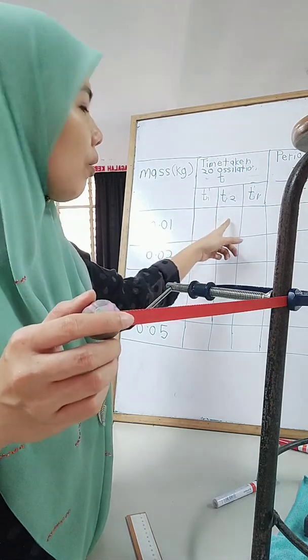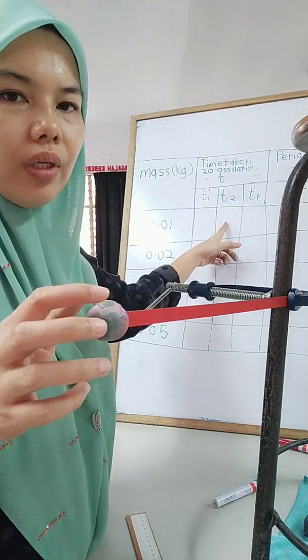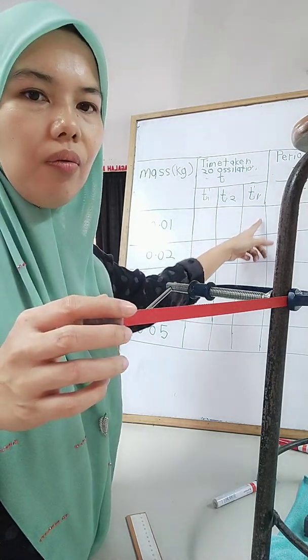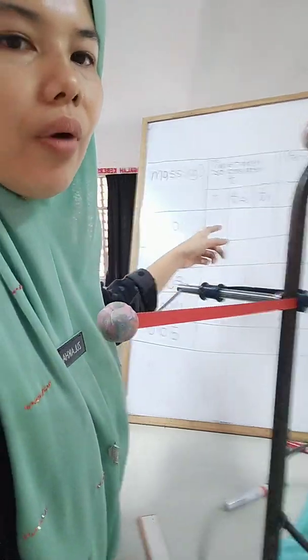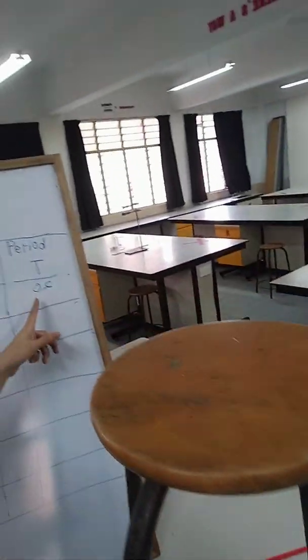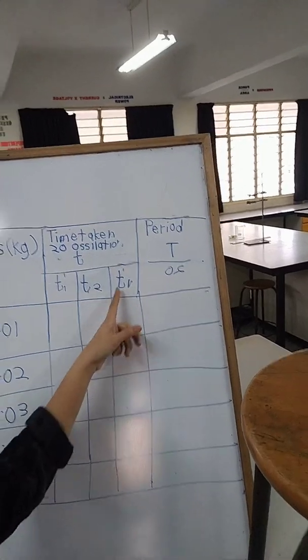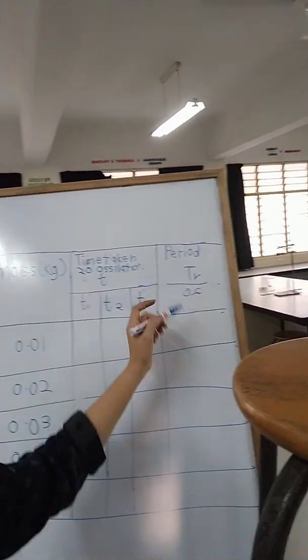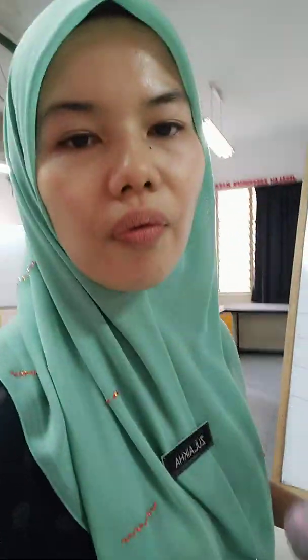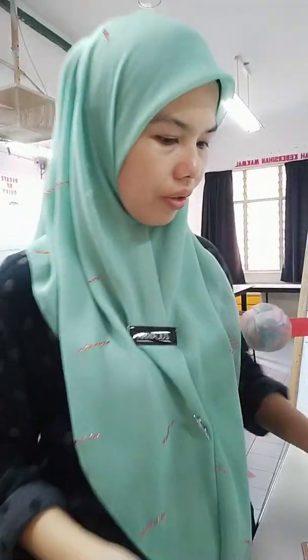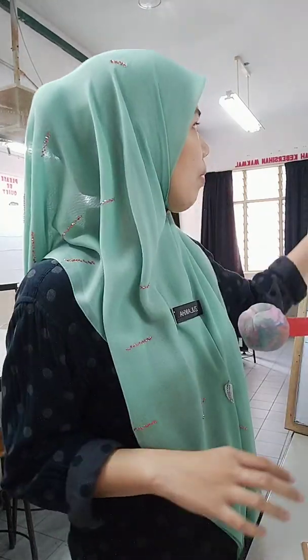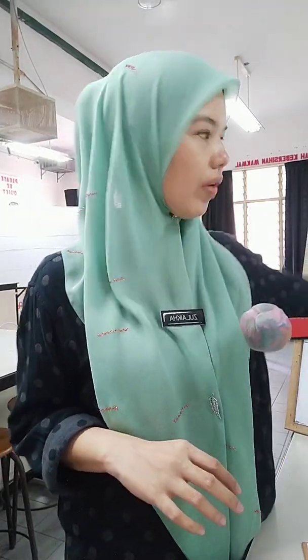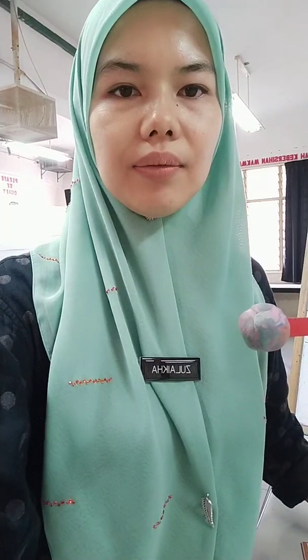Okay, so I have the time, so I'm going to record it for the first reading, reading number 1. Then we're going to continue to reading number 2, and we're going to find the average value, and finally we're going to find the period. Period is T average divided by 20. So we're going to find your period. So we're going to observe the relationship between mass and the period. So fill in the table. Thank you so much.